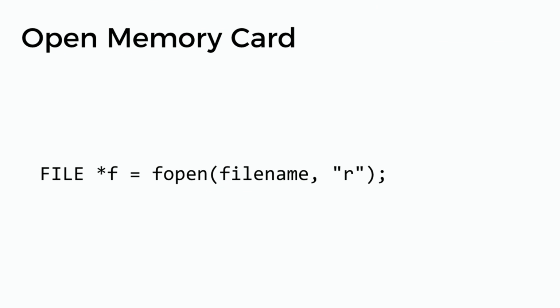To do this, you can take advantage of the fopen function, which will take as its first parameter the name of a file you want to open, and the second parameter represents what mode you want to open it in, where R stands for read mode, where you want to read information from that file.